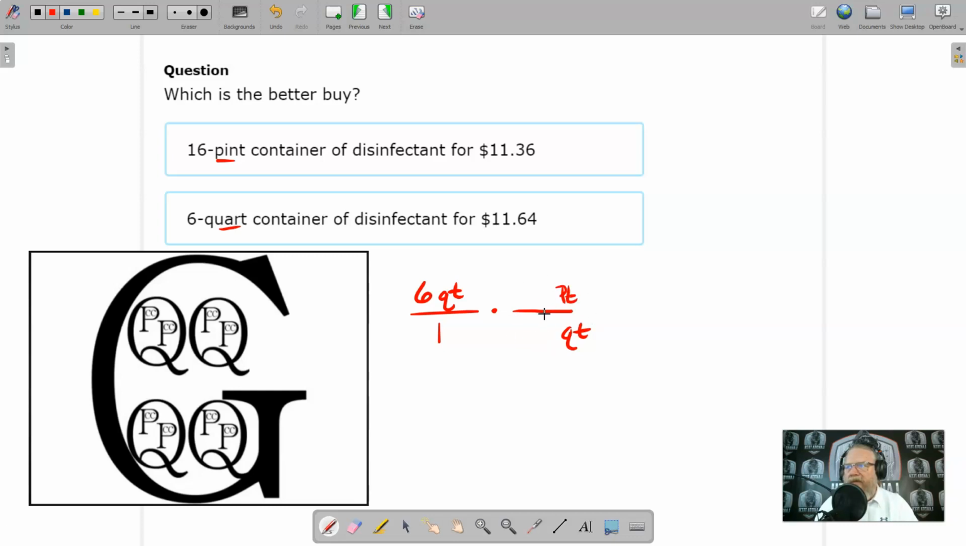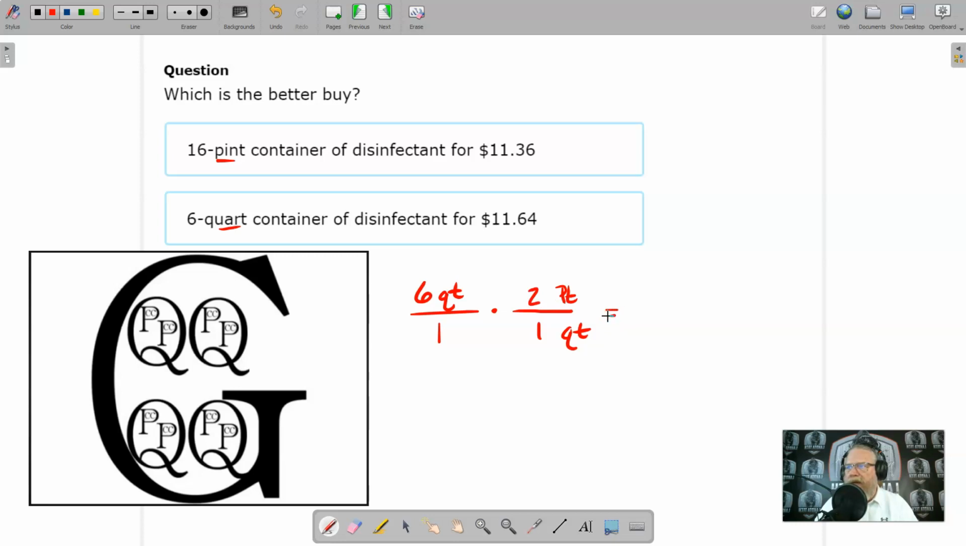Now I need a conversion factor. A conversion factor is a ratio in which the numerator and the denominator are in different measurements, but it has a value of 1. That means that the amount in the numerator is going to be equal to the amount in the denominator. So with that said, let's consider in every 1 quart, how many pints are there? Well, we see that there are 2 pints inside of the quart. So there are 2 pints in a quart.